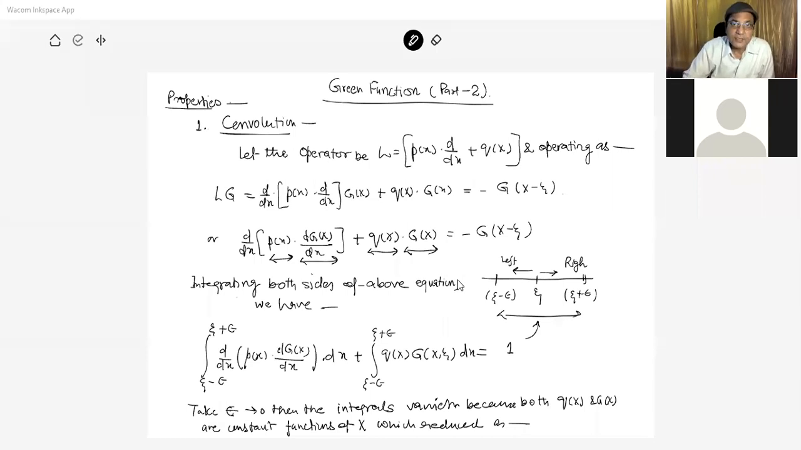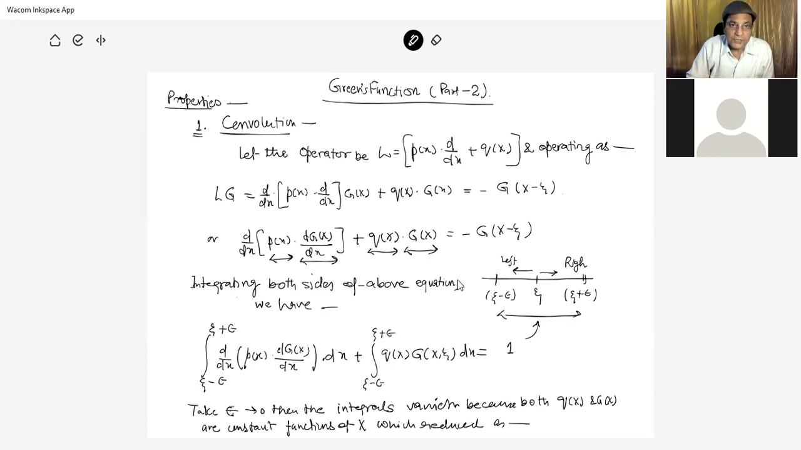So, Green's functions. This is Green's functions part 2. After the first part, we have to discuss Green's function part 2 with suitable examples and the procedure for how to obtain the solution of the Green's function of the given equation. So the properties: consider this one as the first property, that is called convolution.